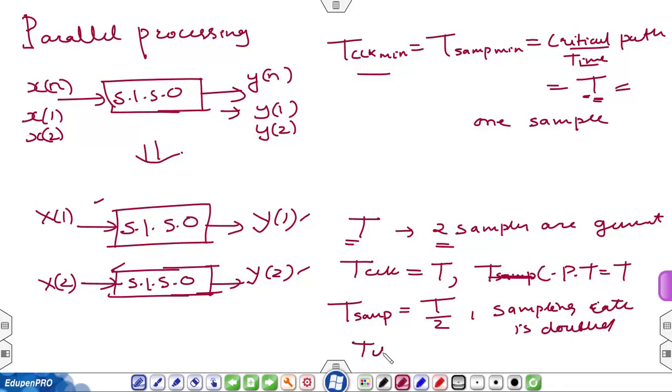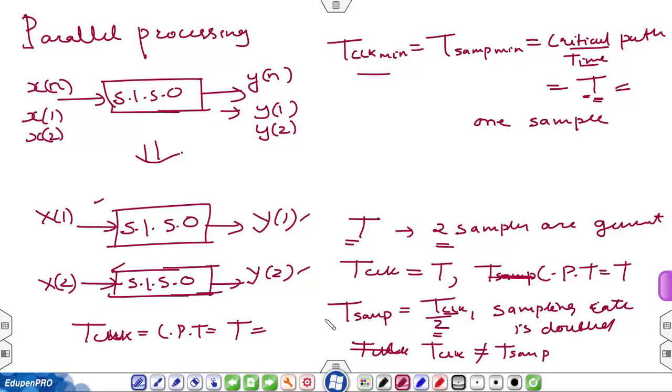So in this case, T clock is not equal to T sampling, and T sampling is T clock by 2. T clock is equal to the critical path time. This is not changed. T clock will be equal to the critical path time, that is T. So what is changed? The sampling time is half, and the sampling rate is double. So this is the concept of parallel processing.